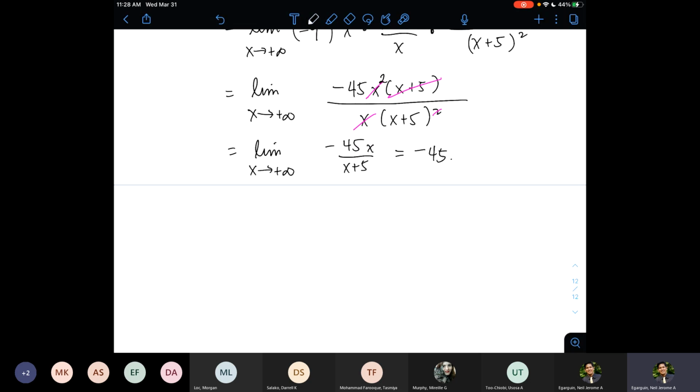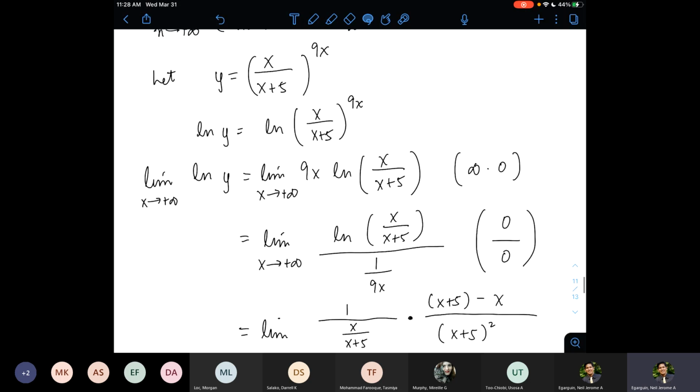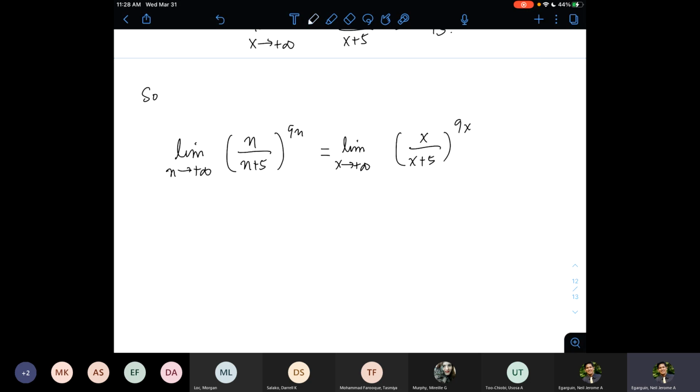And then now, since this is the limit of ln y, we say that the limit of our original expression, let me just copy this, is equal to e raised to the minus 45, as Herson suggested. Okay, good. Any questions with that? So I hope this brings back some memories from Cal 1, right? Because now it's important that you are able to evaluate limits, at least limits as n approaches infinity or as x approaches infinity.